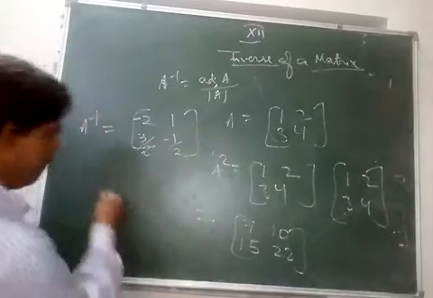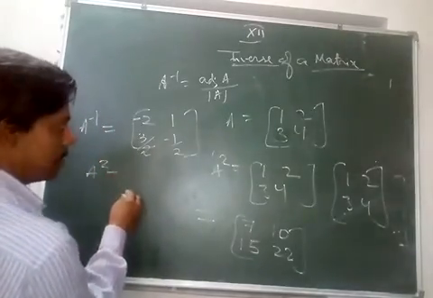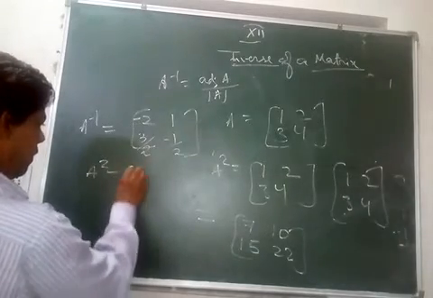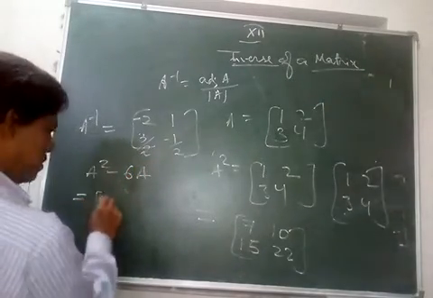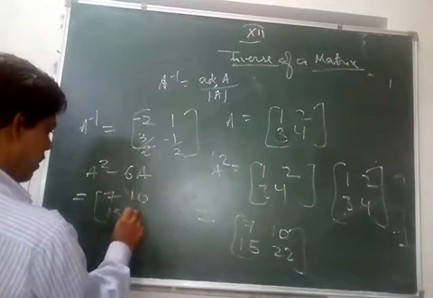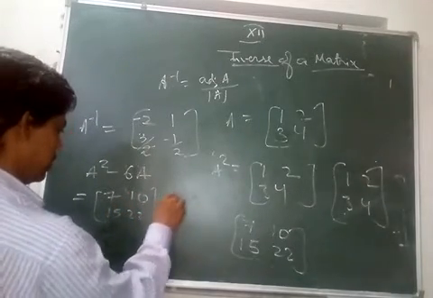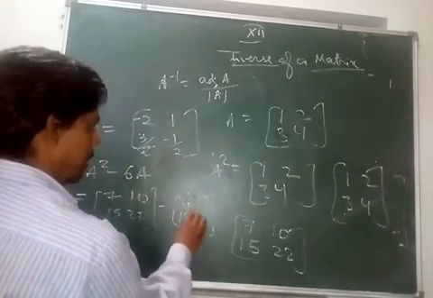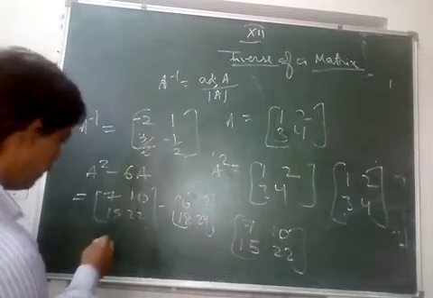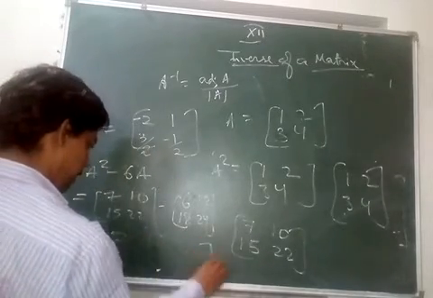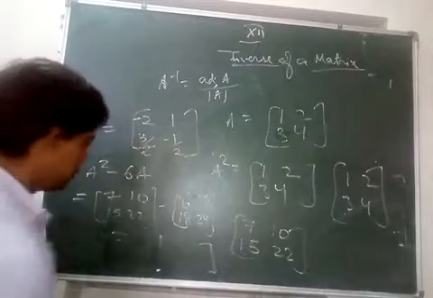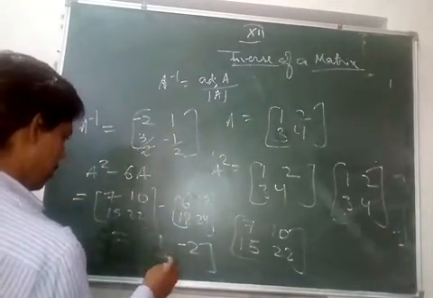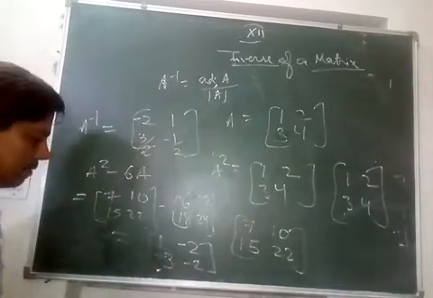And if I find A square minus 6A, I multiply A by 6. Let me calculate this. We are getting 7, 10, 15, 22. What is 6A? 6A is 6, 12, 18, 24. Okay, let's subtract this. 7 minus 6 is 1. 10 minus 12 is minus 2. 15 minus 18 is minus 3, and this is minus 2.